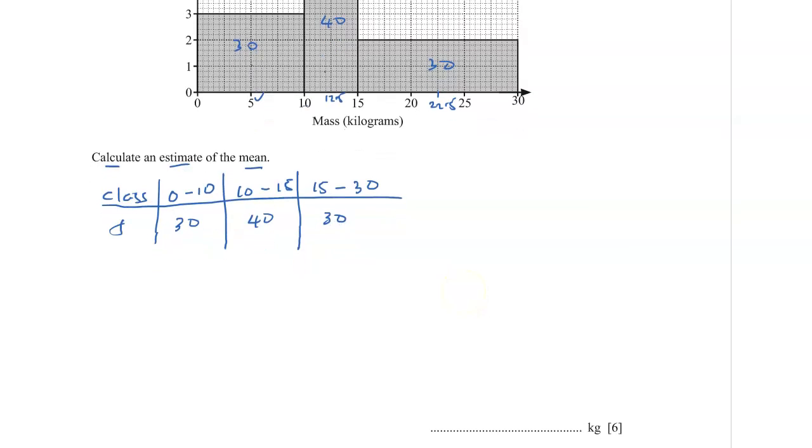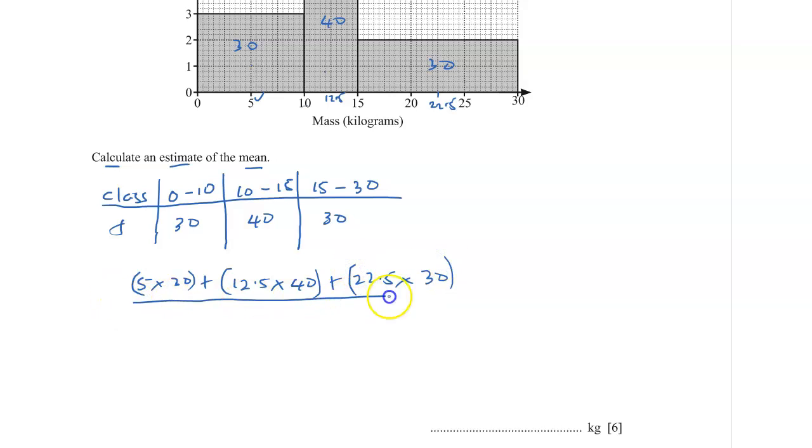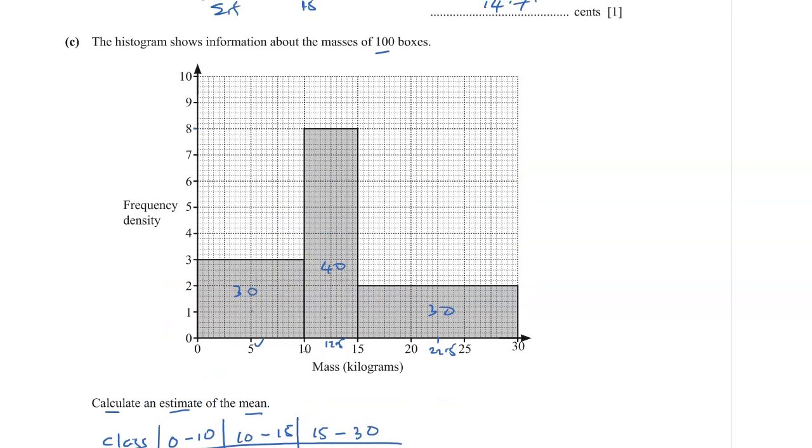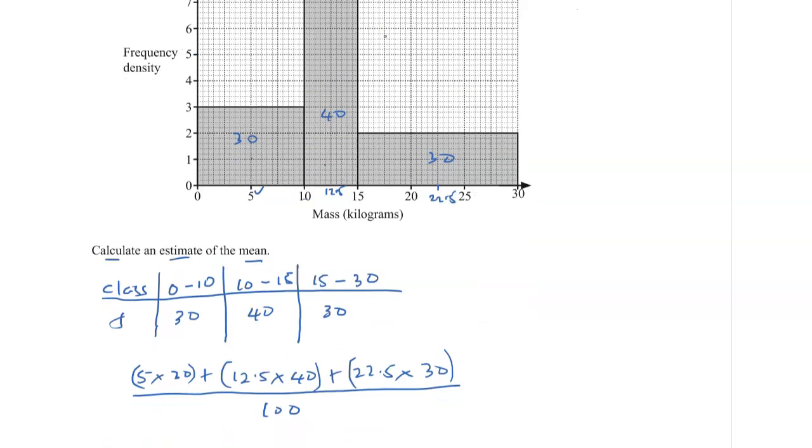So now we've got our values here. We have 5 times 30 plus the midpoint of the class, 12.5, times 40, plus the midpoint of this class here, 22.5, times 30. And all over this we have 100 boxes, so divide by 100.